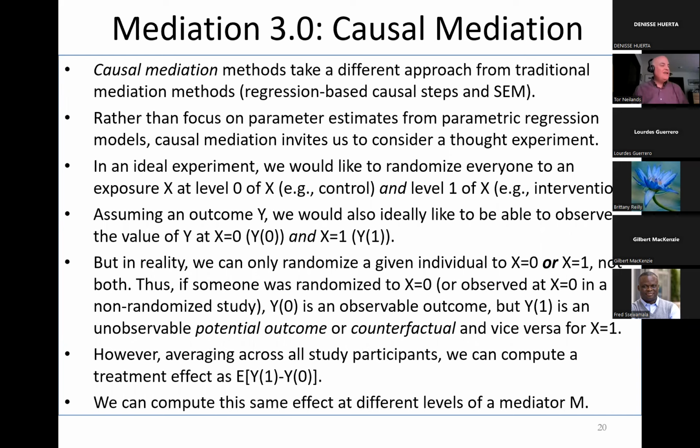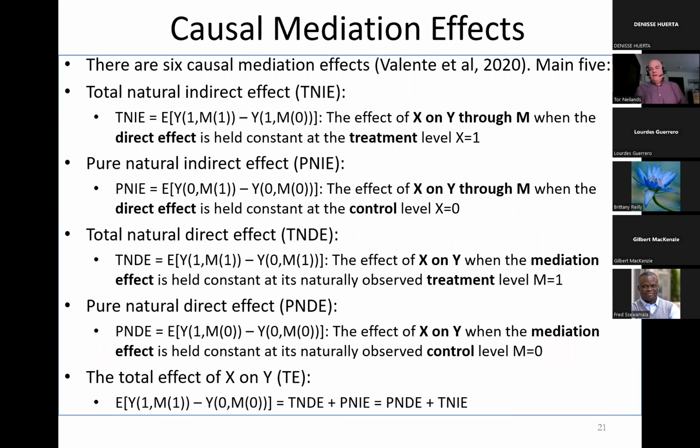But the neat trick here is that if you average across all study participants, you can estimate a treatment effect Y1, and you can estimate a treatment effect or control effect Y0, and you can take their expected value as the difference between them. And how this affects mediation is you can compute this same effect at different levels of a mediator M. So, in the causal mediation literature, there tend to be six causal mediation effects, and the underlying logic here is that you basically just look at all possible combinations. So basically what you do is you first consider a total natural indirect effect, and that is the effect of X on Y through M when the direct effect is held constant at the treatment level X equals one.